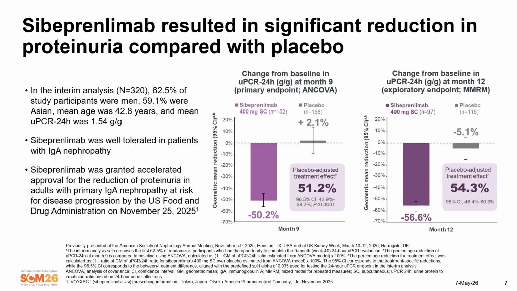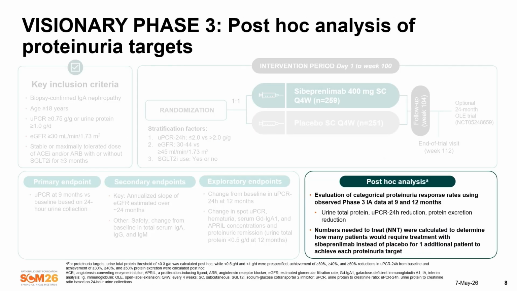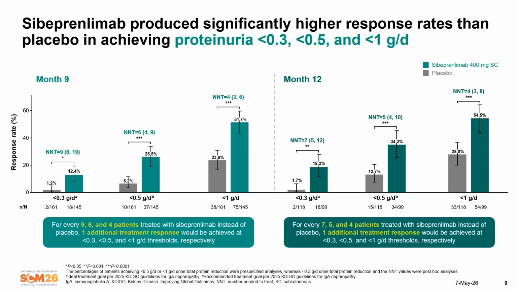When we continued to follow these patients at 12 months, now the proteinuria reduction was further, 56.6% compared to baseline versus placebo. So again, a 54.3% relative or placebo-adjusted treatment effect. So this post-hoc analysis evaluated categorical proteinuria response rates using, again, the interim data that we had at month 9 and month 12. And then we calculated the number needed to treat to achieve this proteinuria threshold.